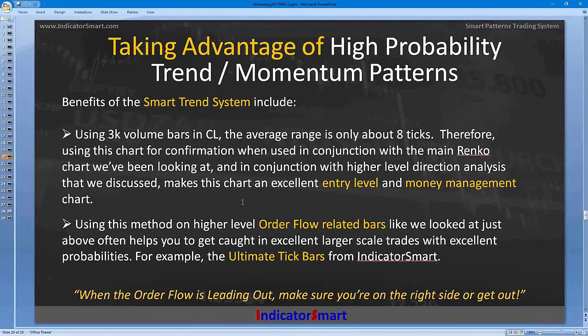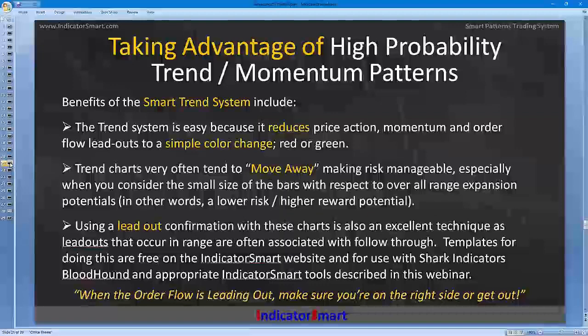So using this method on a higher level order flow related bars like that, the bigger chart that we looked at, can get you caught in pretty big trades. And if you use a multiple contract strategy where you peel off a certain amount, say you trade a 2-lot or something and you take half of it off, it puts you into a position to lock in a free trade kind of a situation. That bigger chart, I use that ultimate tick bar from Indicator Smart. I'll tell you more about those things in a few minutes.